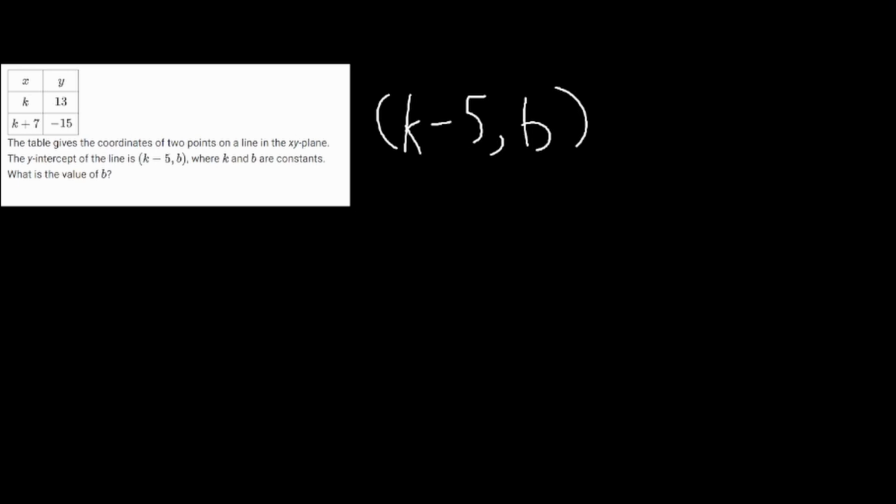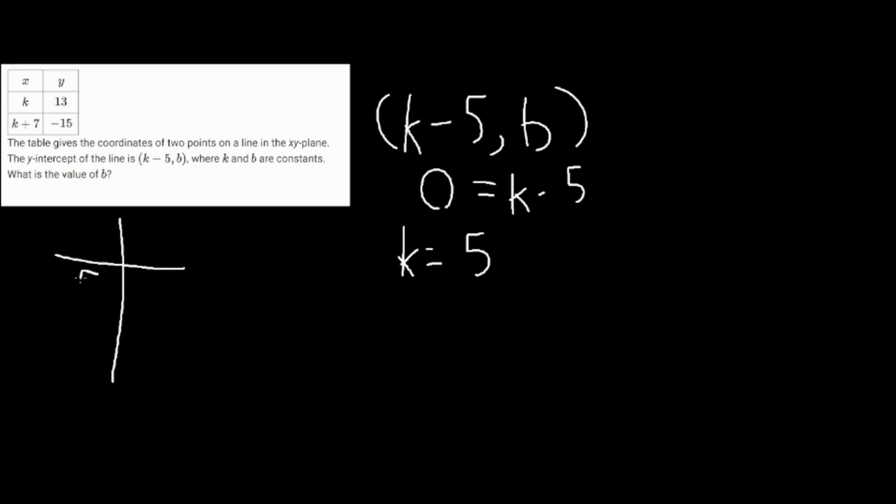So, because it's the y-intercept, we know that the x value is 0. So we know that 0 equals k minus 5. Now, you don't necessarily need to solve for k, but I'm just doing it for convenience. So we are given that k is equal to 5. So, now that we know this, we know that the table values are 5 and 13, and 12 and negative 15.